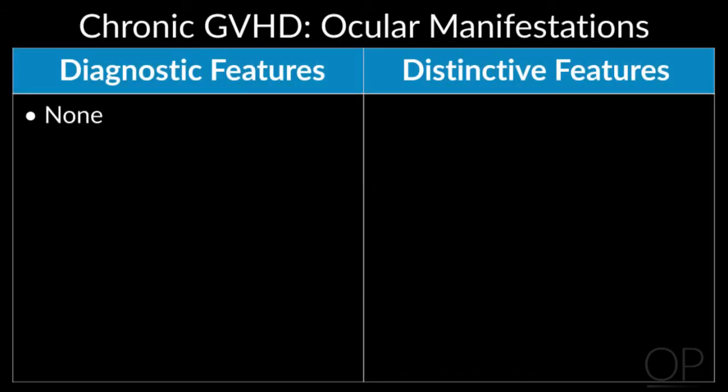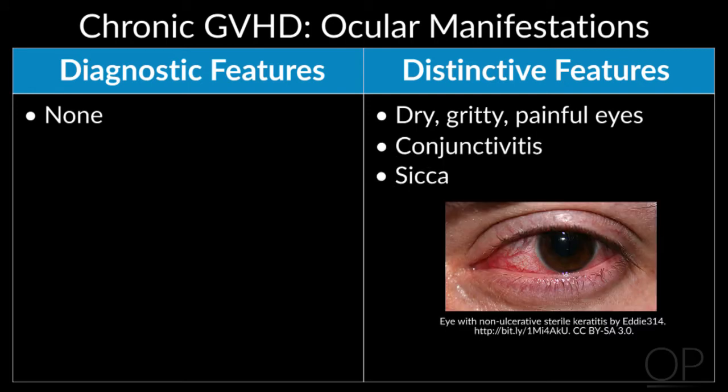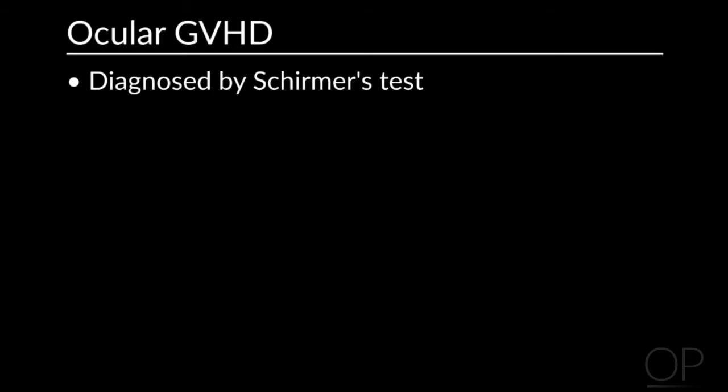Within the eyes, you see dry, gritty, painful eyes, conjunctivitis sicca, diagnosed with the Schirmer test, which we'll talk about, and punctate keratopathy. It is important to ask children about these symptoms, as they very rarely volunteer dry eyes as a symptom, especially the younger child. The gold standard for diagnosis of ocular GVHD remains Schirmer's test, which evaluates tear production.